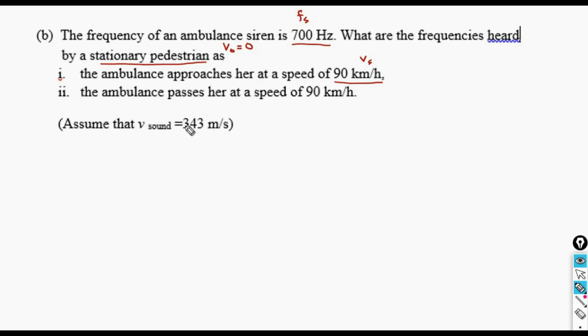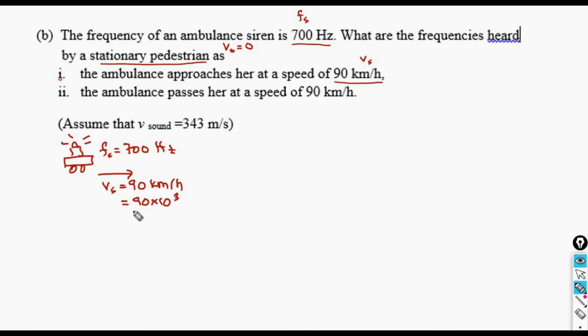Assume the speed of sound equals 343 meters per second. Let us sketch the diagram. Here is the ambulance, producing sound FS of 700 Hz, and moving with VS of 90 kilometers per hour. Convert to SI unit: 90 times 10 to the power of 3 divided by 3600. You get 25, so VS is 25 meters per second.